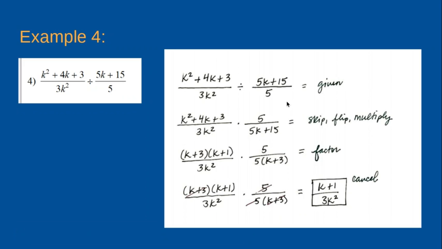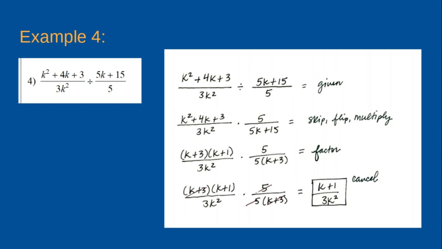All right, so this is what we're given. We need to skip, flip, multiply: skip the first fraction, flip the second fraction, change your operator to multiply, and then factor. You lucky dogs, you get to do every single sort of factoring you know. Factor the trinomial: what multiplies to 3 and adds up to 4? 3 and 1. Let's see, down here is the greatest common factor kind of factoring. What can you pull out? A 5. You're left with k plus 3.